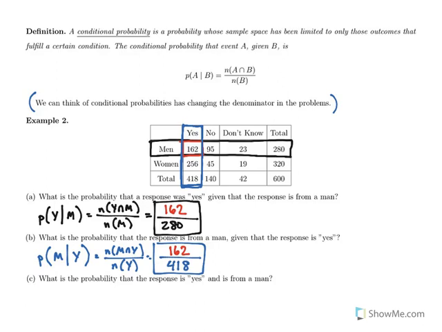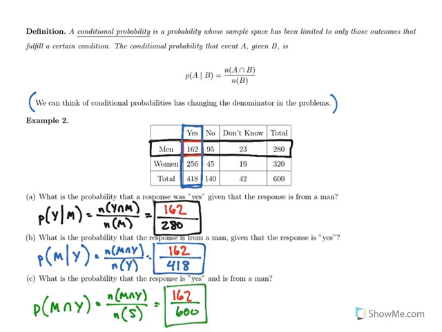All right, a third question, which is different than the first two. What is the probability that a response is yes and is from a man? This is not a conditional probability. This is just the probability of m intersect y. We've actually done that a few times. This is going to be the number of things in m intersect y over the entire sample space. So that's going to be our 162, which we've found each time, but this time over 600.